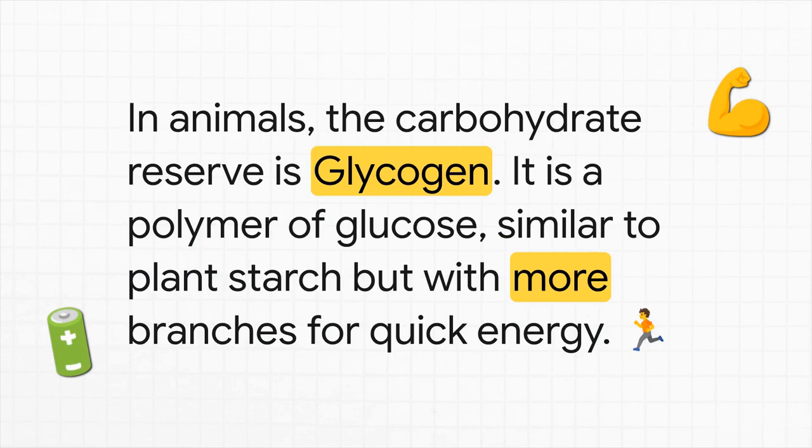How incredible is that? Okay, so plants have starch. What about us? What's our go-to energy stash? It's a molecule called glycogen, sometimes called animal starch. It's also made of alpha-glucose units, but it's way more branched than plant starch. And why so many branches? It's all about speed. It gives our enzymes tons of places to start snipping off glucose molecules all at once, which means we get a super fast burst of energy right when our muscles need it.